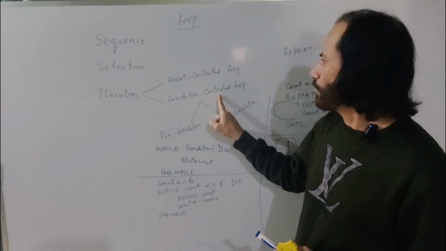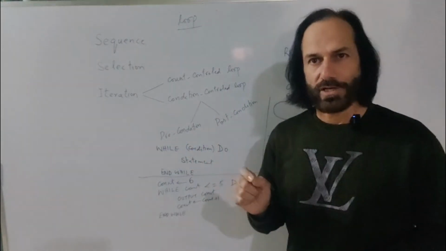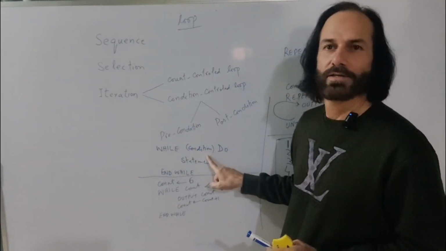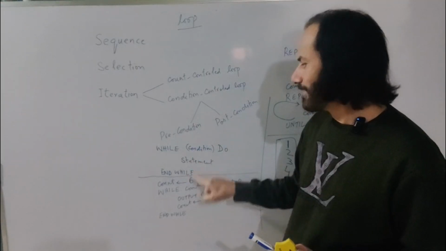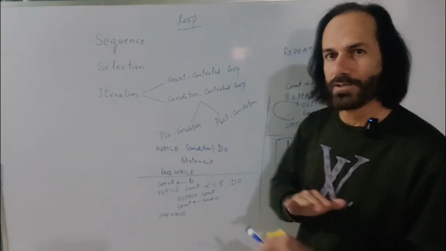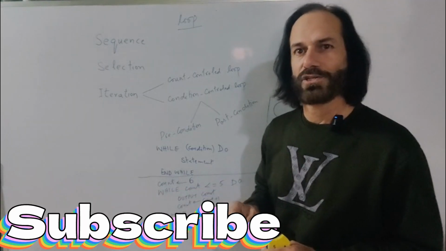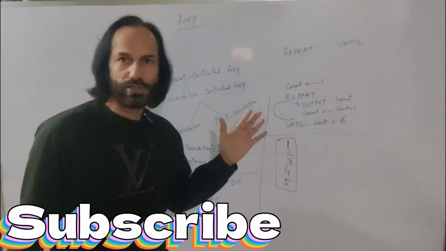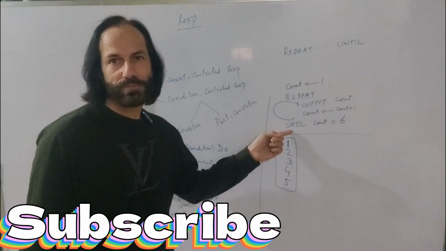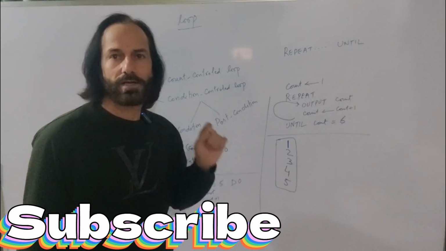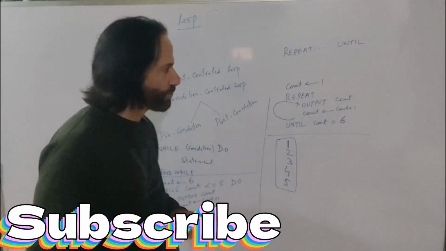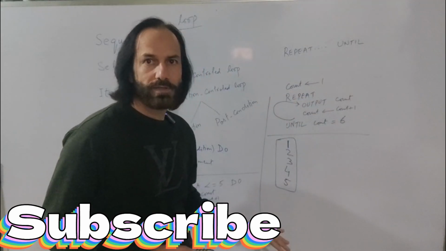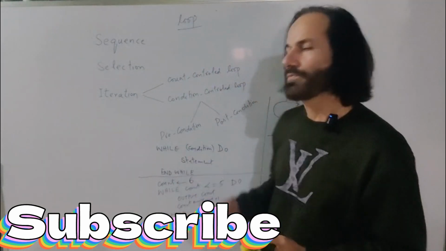While in a condition controlled loop, a certain condition has to be checked. The precondition loop checks the condition at the start. If the condition is false at the start, this loop will not run, so the condition must be true. The other was the post condition loop. It checks the condition at the end, and it will execute at least once even if the condition is true. Once the condition is true, this loop will terminate. So this was all about iteration.